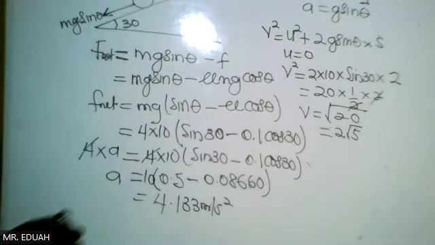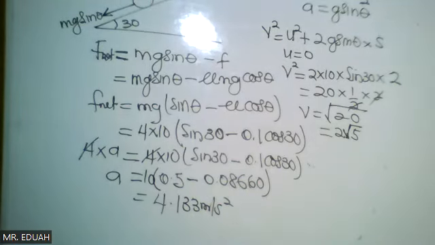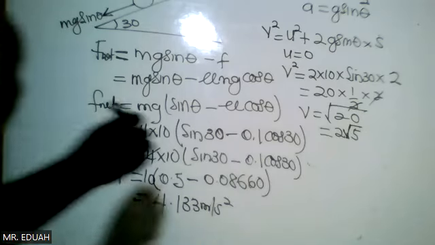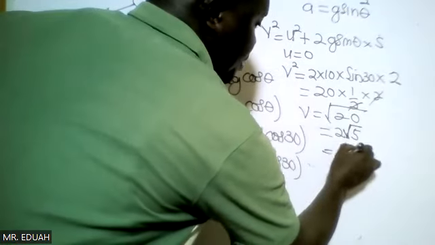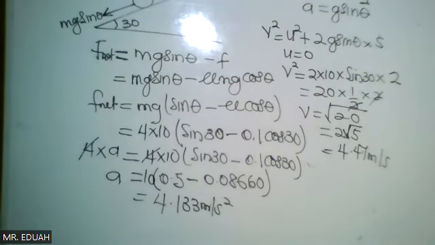And what is 2 root 5? It is 4.47, so 4.47 meters per second will be the velocity. So as for this, one of the options is close. This is the solution.